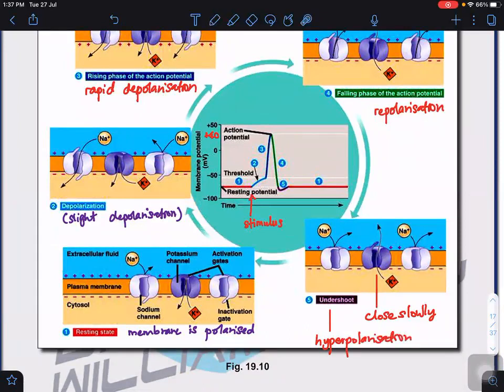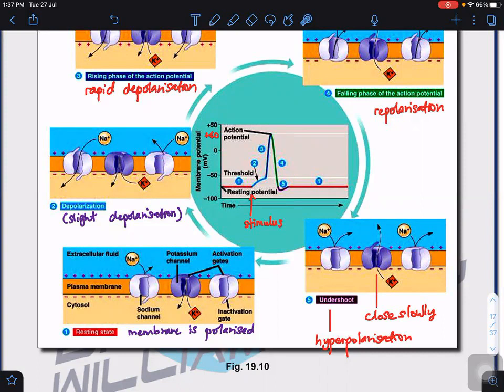This process continues until the voltage-gated potassium ion channels close. When these potassium ion channels close, the membrane potential is maintained back at the resting potential. So the whole series of events here is considered one action potential. Okay, consider it one action potential.